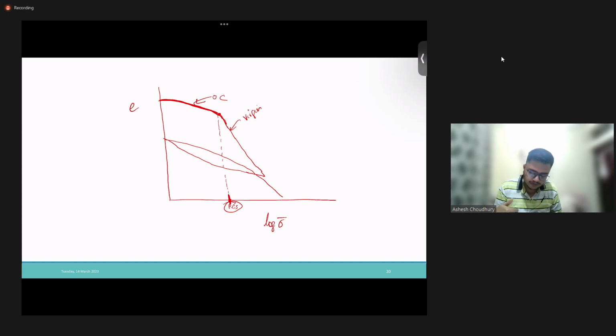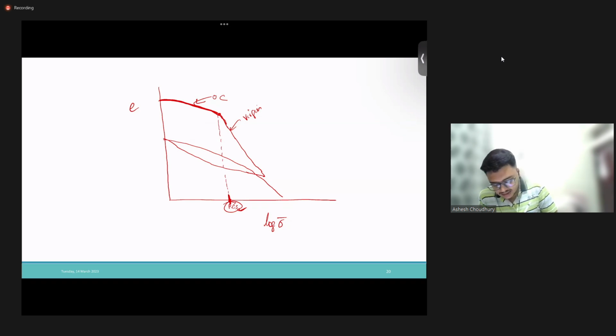There are techniques to find these things, which we will see in the future. There is a graphical method we can use to find this stress. So this is not the virgin curve. After coming to here, we are again reloading this to zero stress.